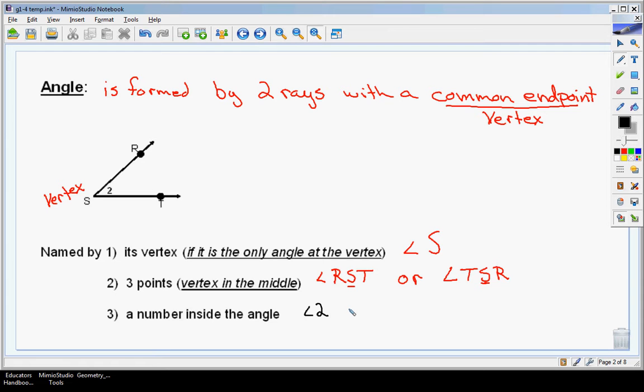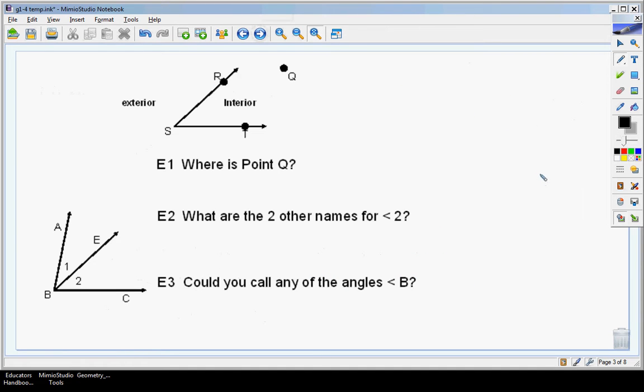Questions on how to name an angle? Can I go to the next slide? Has everybody got that part copied? Okay.